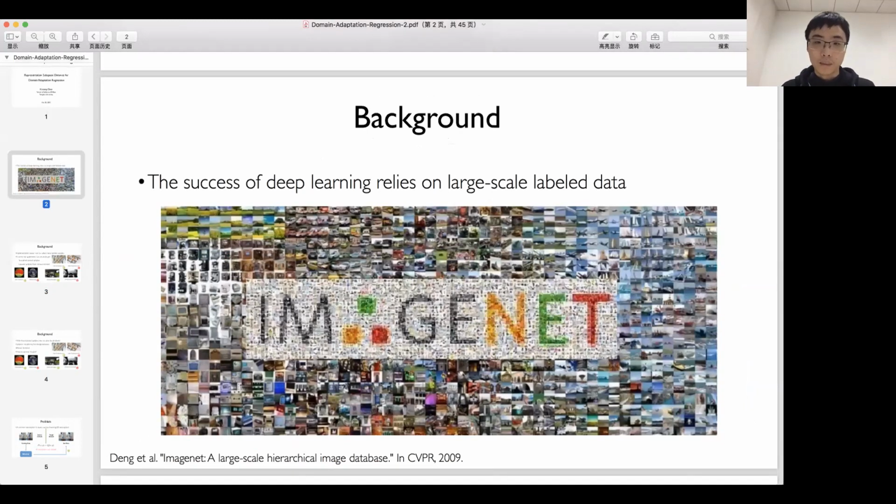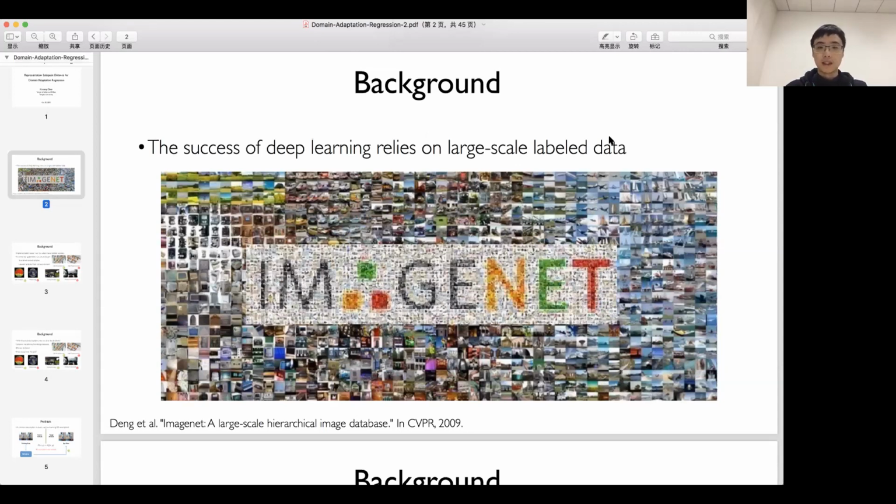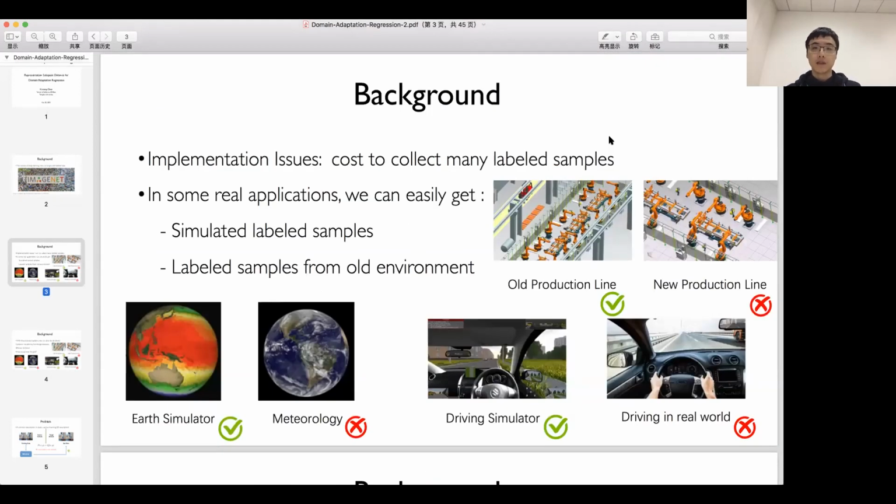First, I will introduce the background. We all know that the success of deep learning relies on large-scale labeled data. In ImageNet, we always have more than 1 million labeled samples. But in real life, the cost to collect so much labeled data is not easy. But in some real applications, we can easily get labeled samples from related domains. For example, we can collect simulated labeled samples or labeled samples from an old environment.